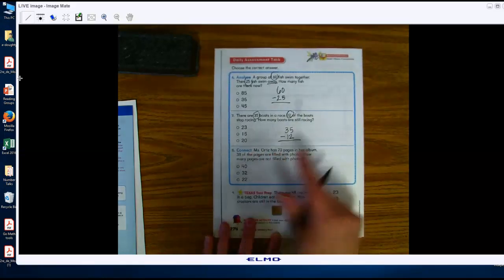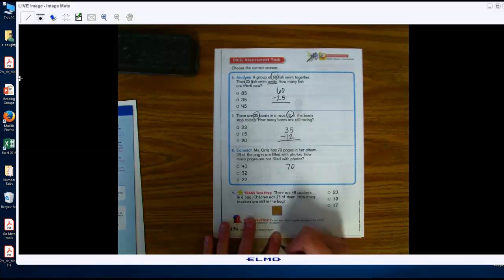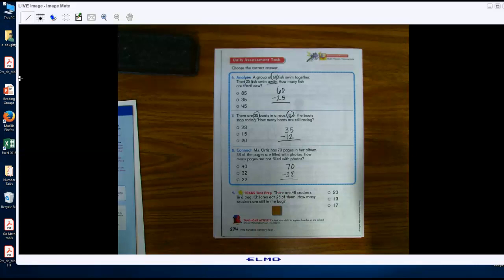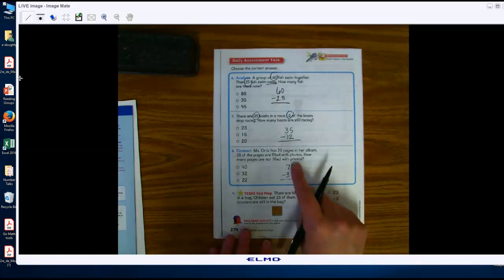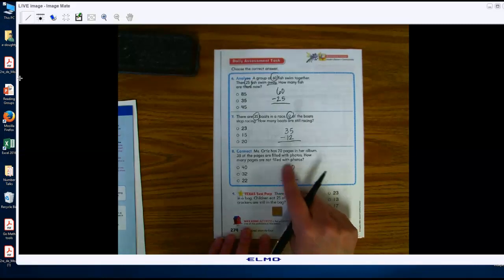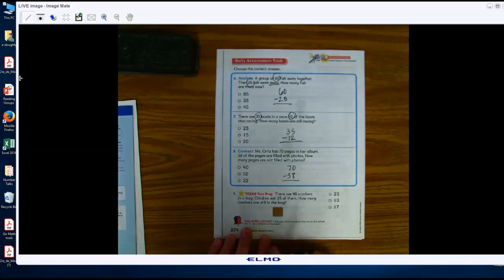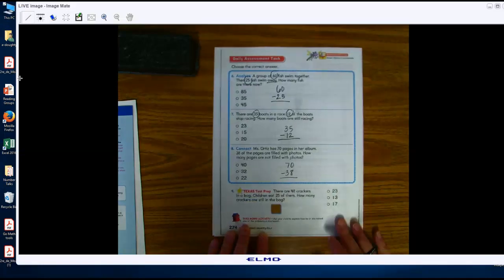Miss Ortiz had 70 pages in her album. 38 of them have photos. So how many do not have photos yet? How many more pages does she have that she can put photos in? So I'm doing 70 take away 38. So you can just do the work here and show me how you regroup, or you can draw the picture and show me how you regroup and fill in the answer.